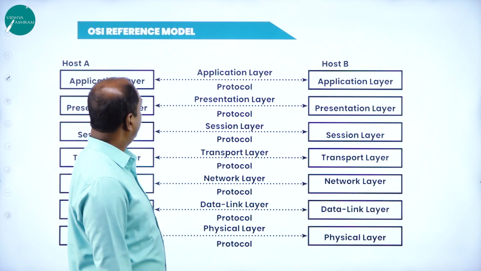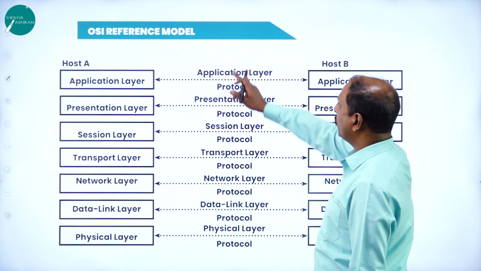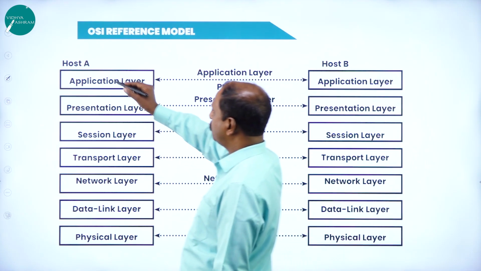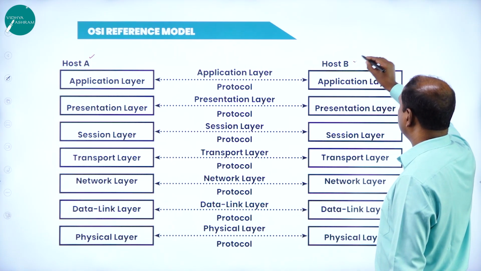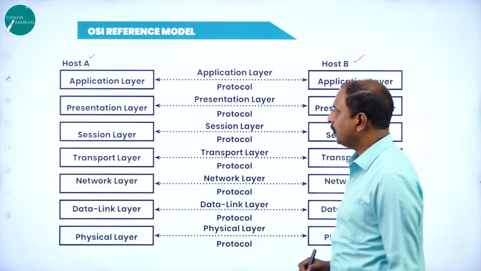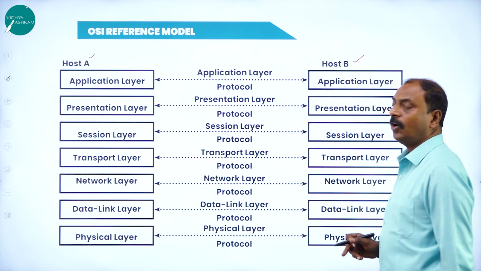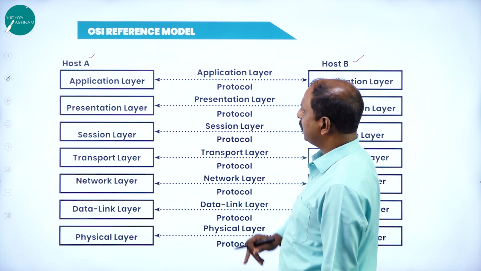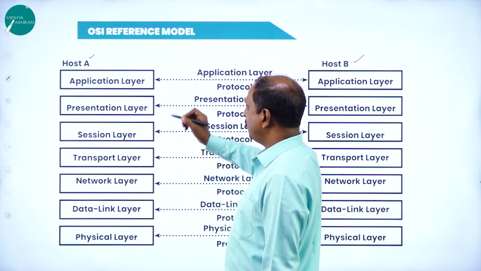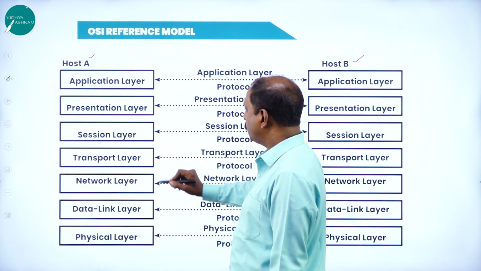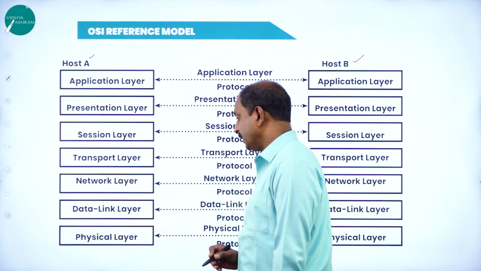Now look at the example here. This is how we represent the OSI reference model. So this is host A. I'm talking about one computer, the host computer, and host B is nothing but the destination computer. This is communication between host and the destination, how it takes place. In OSI reference model, it is a 7-layer model: application layer, presentation layer, session layer, transport layer, network layer, data link layer, and physical layer.